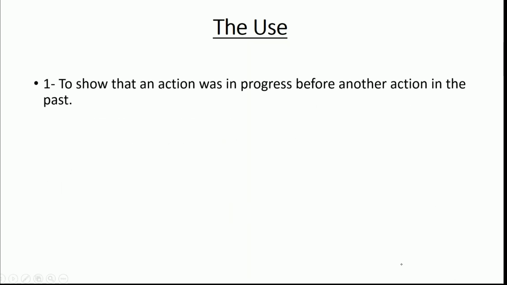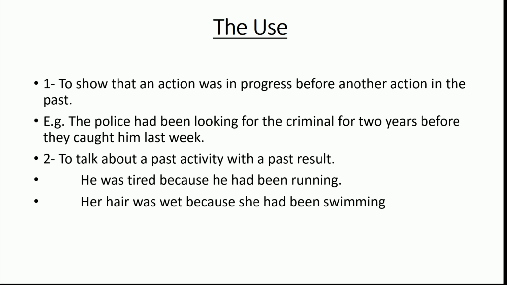The use of the past perfect continuous: number 1, to show that an action was in progress before another action in the past. Example, the police had been looking for the criminal for 2 years before they caught him last week. And number 2, to talk about a past activity with a past result. It is similar to the present perfect, but the result here is in the past. He was tired because he had been running. Her hair was wet because she had been swimming.